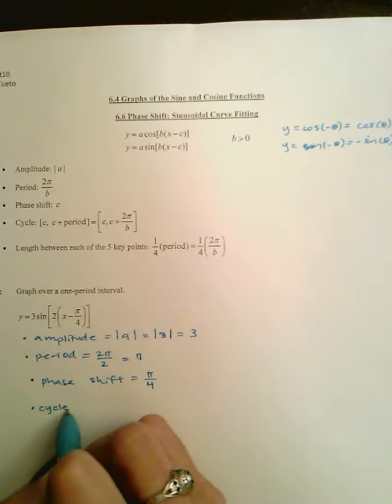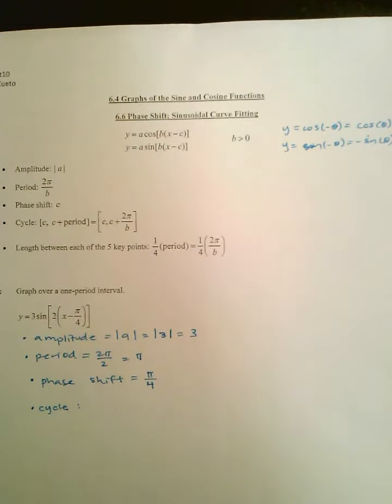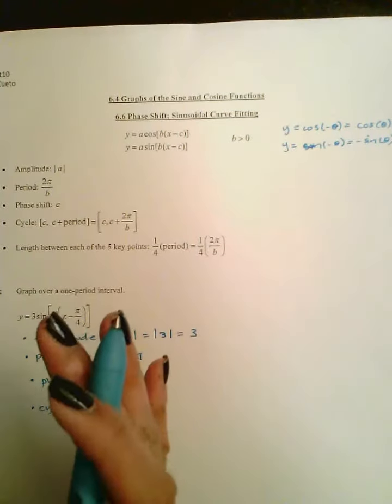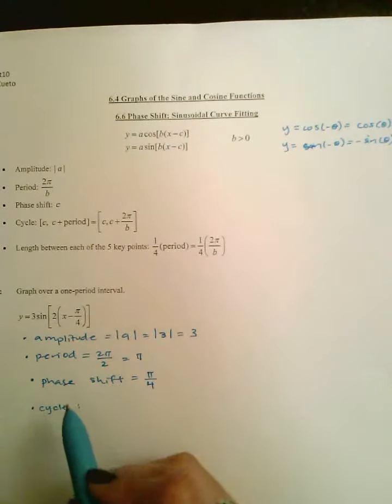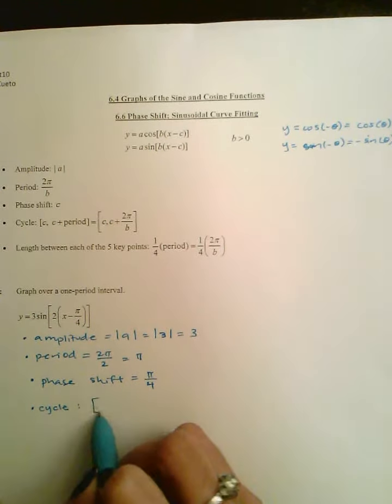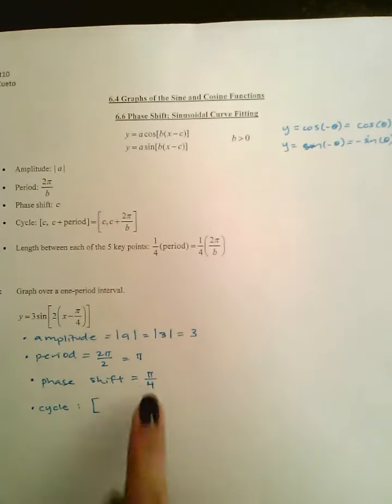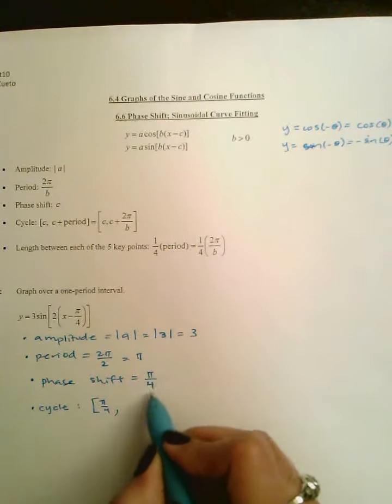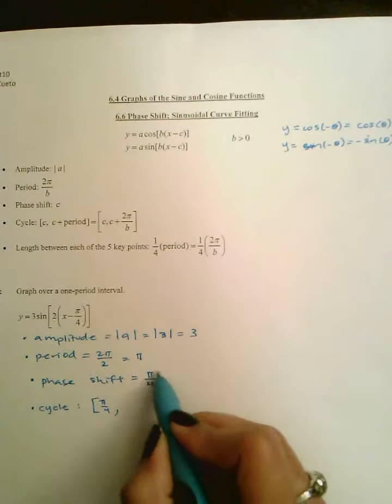So we want to figure out what two x values this function fits in between. Well, not oscillate in terms of the y's, but where does it fit in between? So the cycle is going to be starting at the phase shift, so starting at c, and we said c was equal to pi over 4. And then we're going to take that pi over 4 and add the period. So it's going to be pi over 4 plus pi.